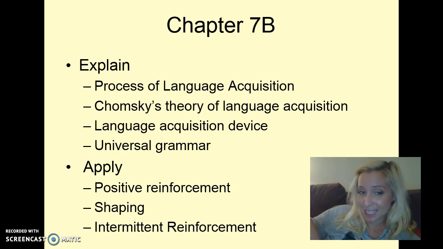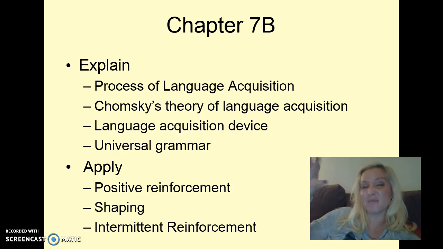Also understand the idea from that section about universal grammar and all the grammar rules going with this language acquisition device. And also you need to be able for 7B to go back and be able to explain positive reinforcement, shaping, and intermittent reinforcement, okay? So that's information you need to know for your FRQs. Obviously, let me know if you have any questions.